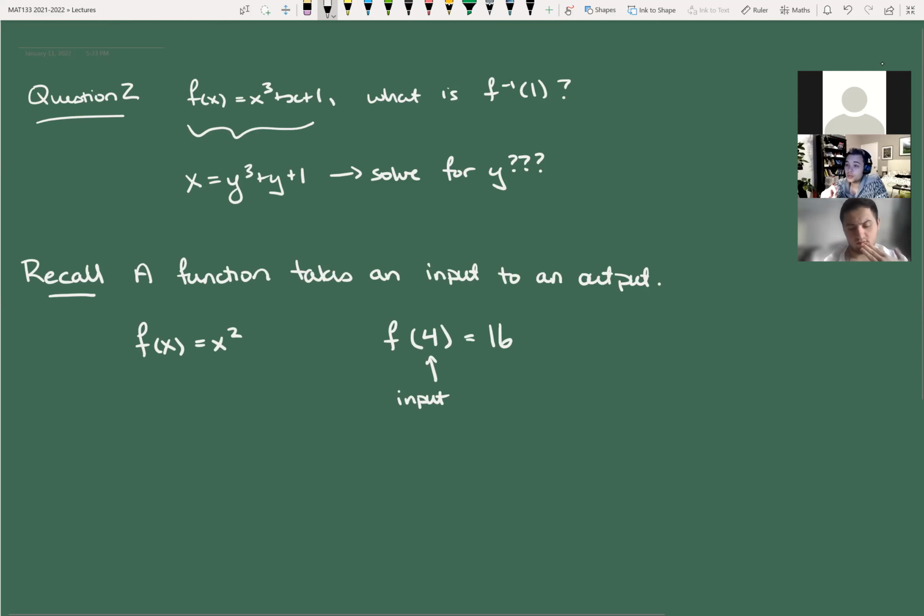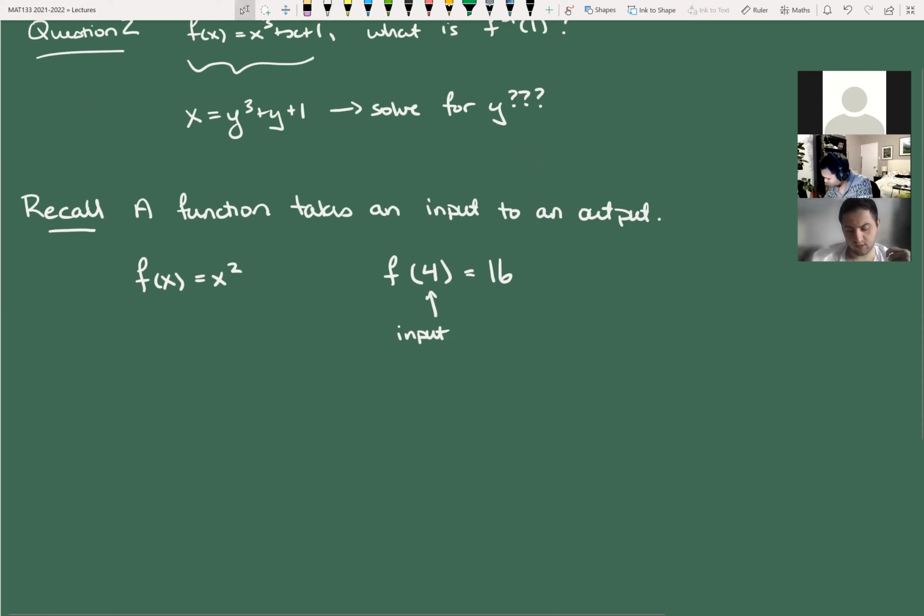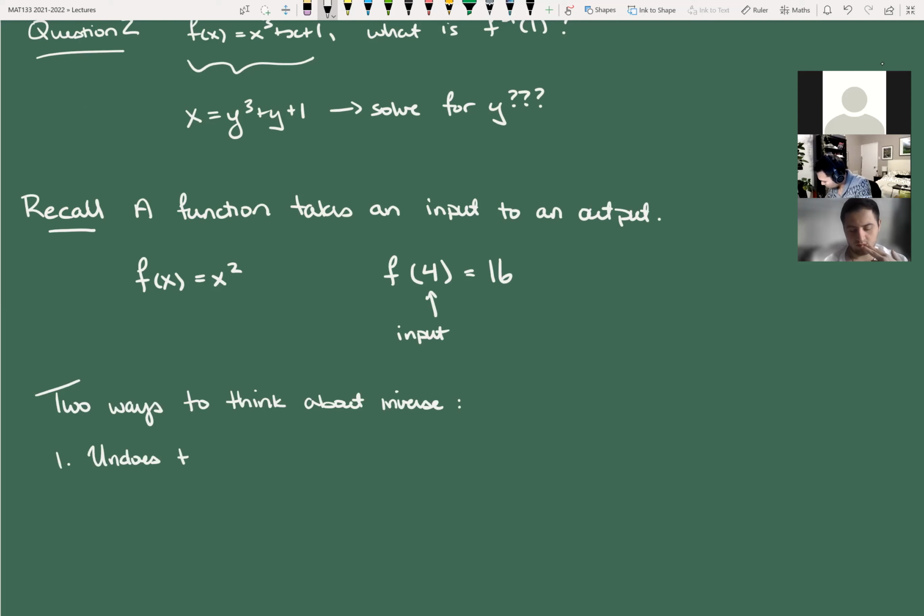Now, the inverse does the opposite. It in some sense undoes the function. A lot of people were talking about this. So there are two ways we can think about an inverse. The first way is that it undoes the function. A function takes an input to an output. The inverse says, you tell me what the output was, and I'll tell you what the input was.